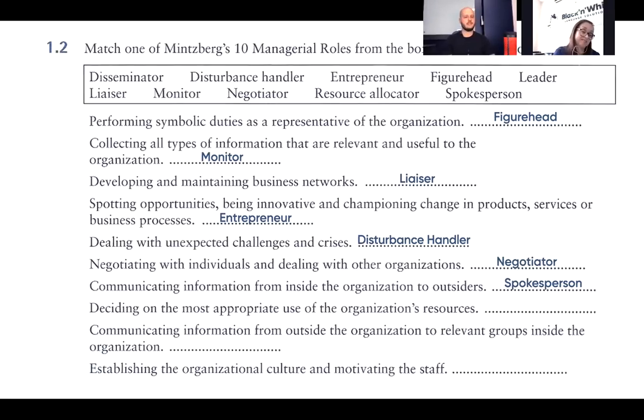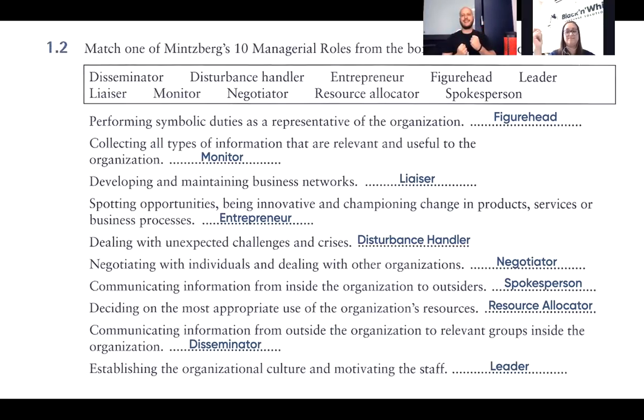Spokesperson. Yes. Okay. Next, Míriam. Deciding on the most appropriate use of the organization's resources. Resource allocator. Communicating information from outside the organization to relevant groups inside the organization. Disseminator. And finally, me. Establishing the organizational culture and motivating the staff. Leader.